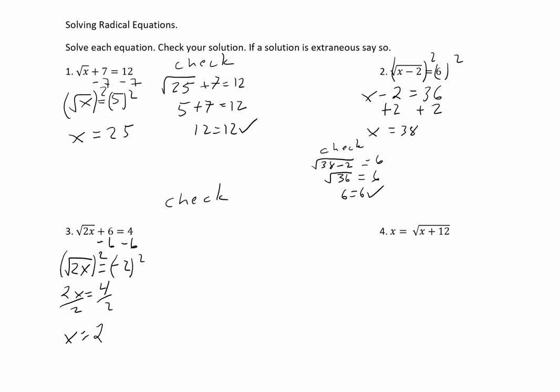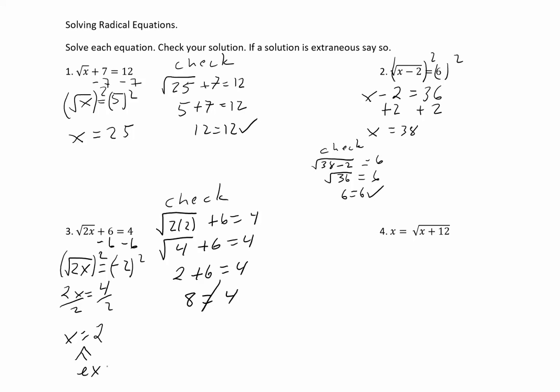Okay, so did we all get x equals 2? But remember, we always have to check our work. So let's plug it back in. So we get the square root of 2 times 2 plus 6 equals 4. So when I square this, I'm going to get the square root of 4 plus 6 equals 4. So I get 2 plus 6 equals 4. And I get 8 equals 4, which is not a true statement, which means this was an extraneous solution, which also means that since it doesn't work, our answer is no solution.